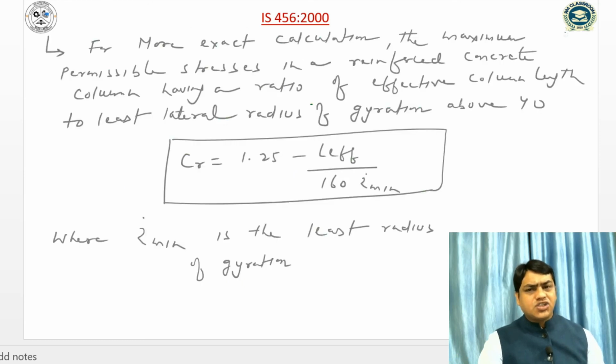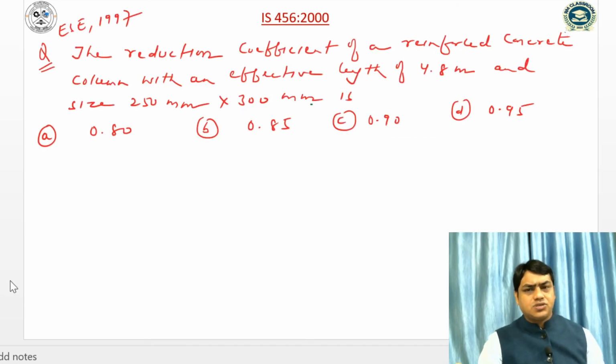And for irregular shapes, if the ratio of effective length to the least lateral radius of gyration exceeds the value of 40, then for a more exact calculation, Cr can be computed by this expression, where r minimum is the minimum radius of gyration. So let us take one problem related to this.